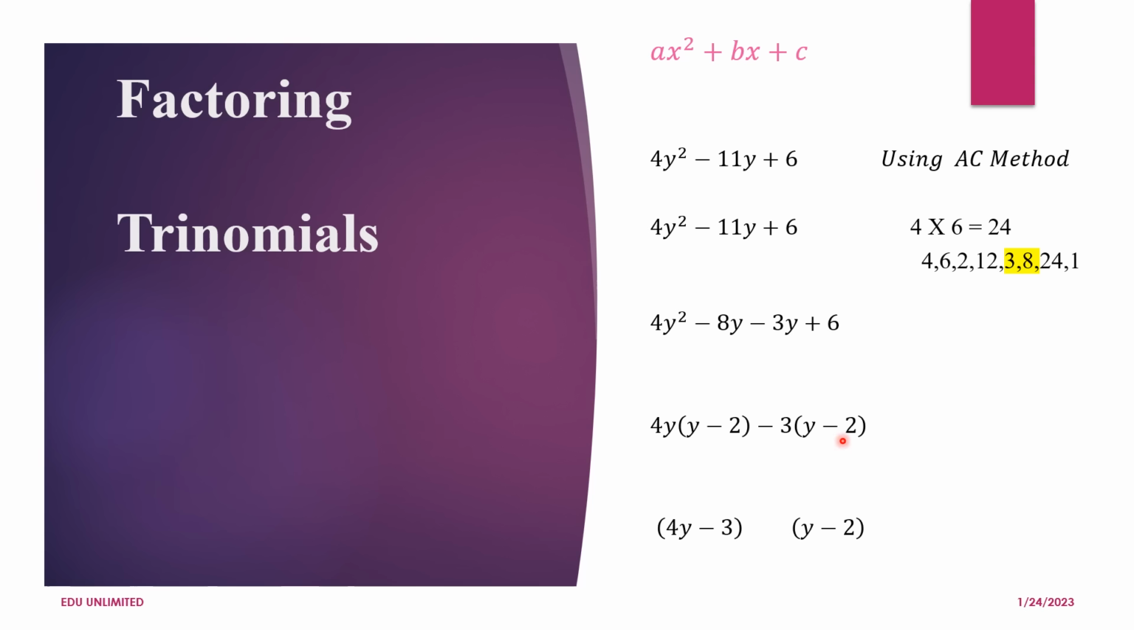So the two factors here that we have, looking at the cursor, are 4y minus 3 in one bracket and y minus 2 in the other bracket. So 4y minus 3 is a factor of this expression here, and y minus 2 is also a factor. So these are two factors. So we have factorized this expression.